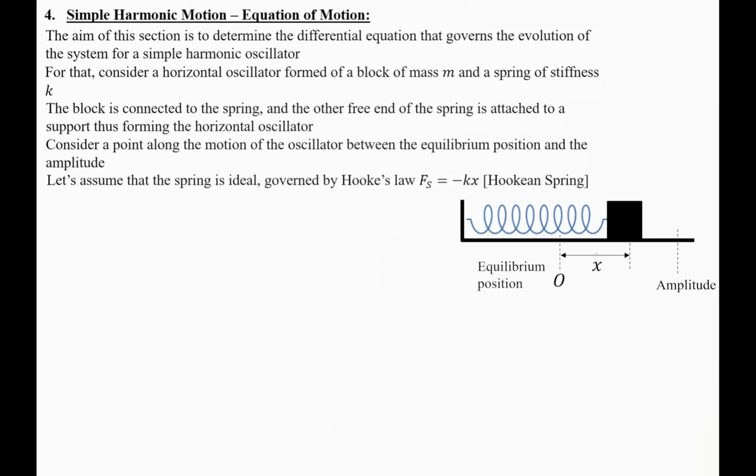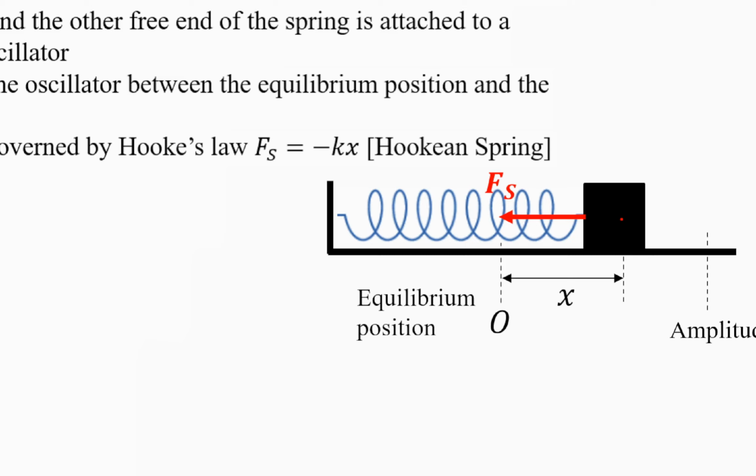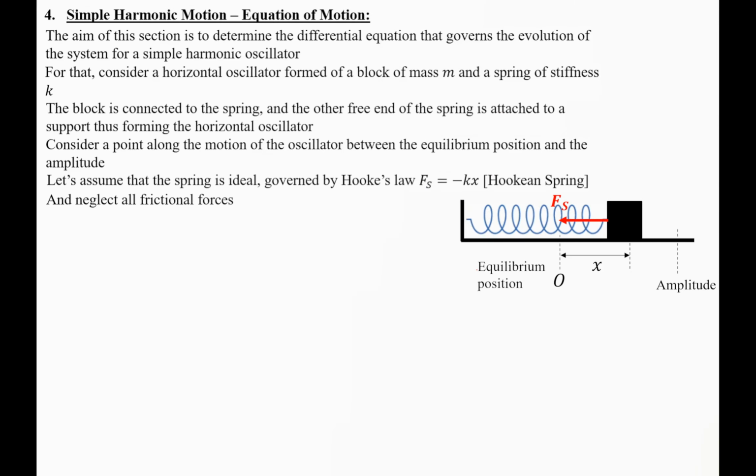Let's assume that the spring is ideally governed by Hooke's law, given by F is minus kx, so this is a linear spring, and neglect all frictional forces. Now remember that always, because this is a restoring force, the force would be pointing toward the equilibrium. Even if the block is here, the force would be pointing like that.